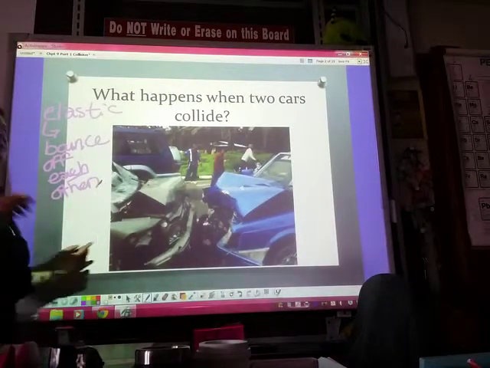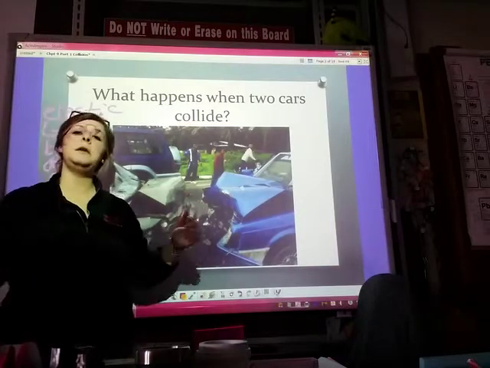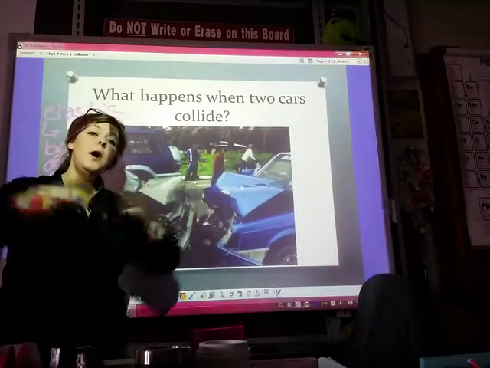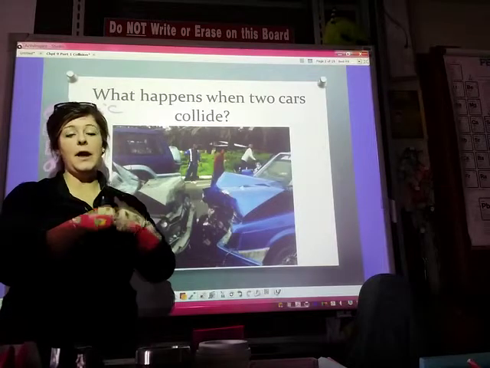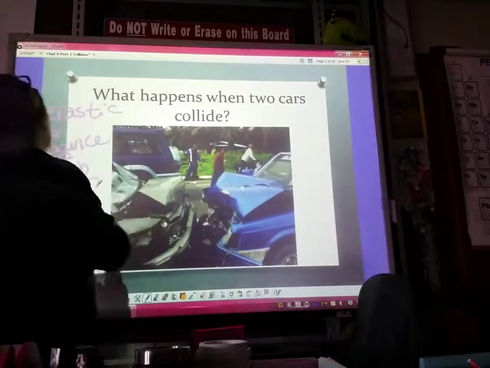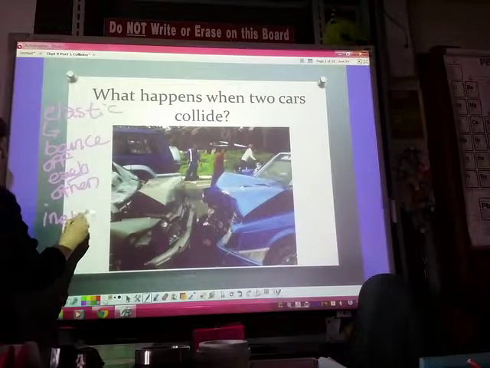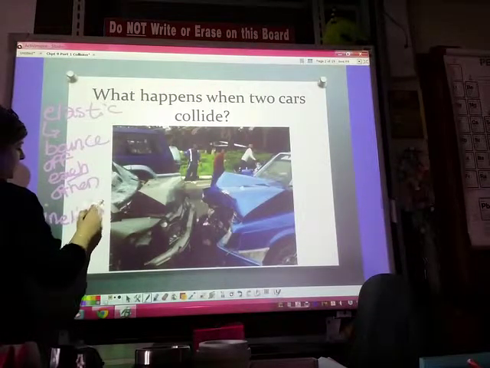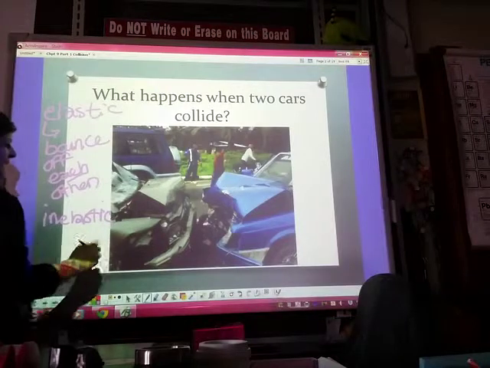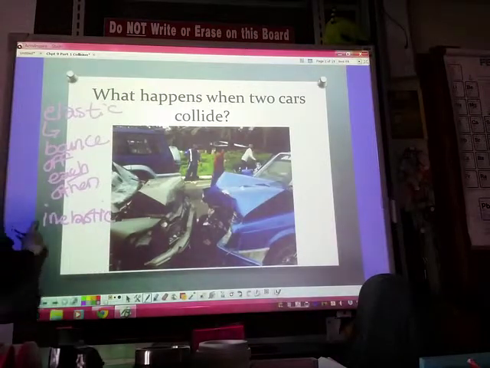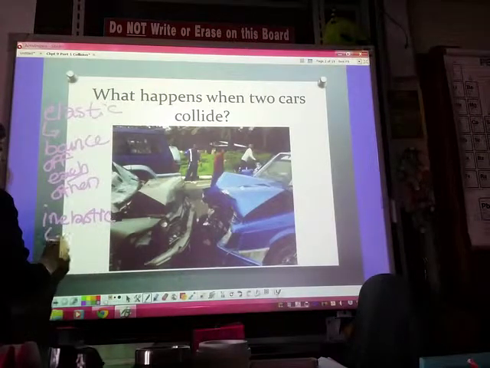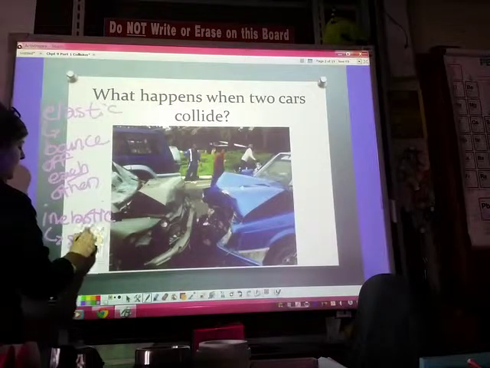So if elastic means that they're going to bounce off one another, then inelastic is going to mean that when they come in contact with each other and when they collide, that means that they're going to stick together. So elastic, they're going to bounce off, and then let's add that in the inelastic collision. And this pen is totally not calibrated, so I'm sorry. In an inelastic collision, what I want you to know is that they're going to stick together.